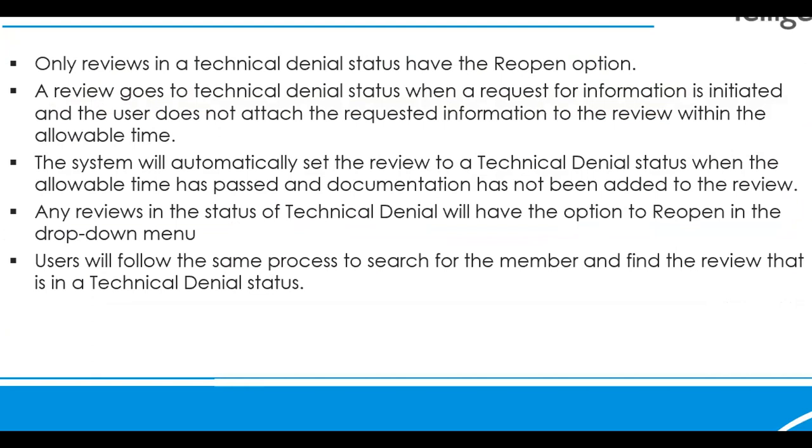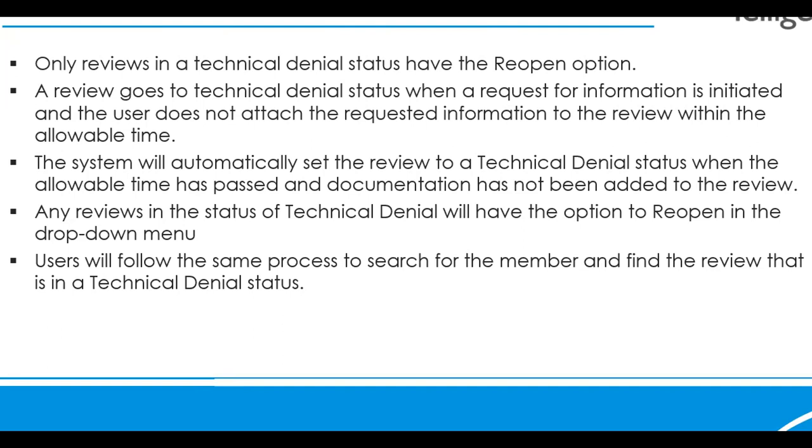So the last thing I'm going to show you how to do is what's called a reopen. Only reviews that are in a technical denial status will have the option to be reopened. And a review will go into a technical denial status when the reviewer has submitted a request for information. So that request for information is out in your task queue, but that additional information doesn't get attached within the time period that's set in the system. And I believe that you guys have 10 business days to submit that documentation once that request for information is out there. So after those days have passed, the system will automatically put that review in a technical denial status.